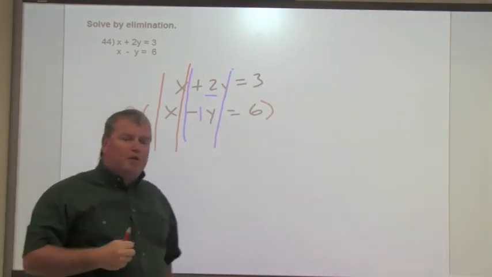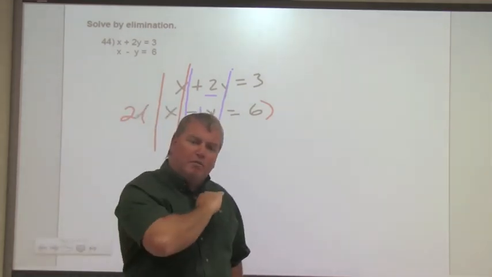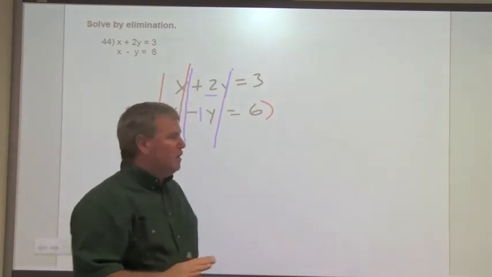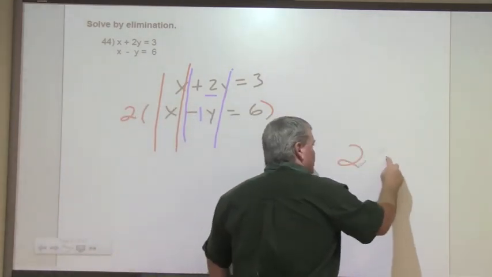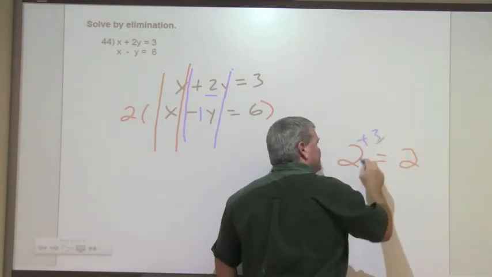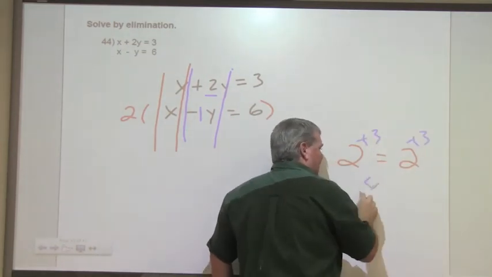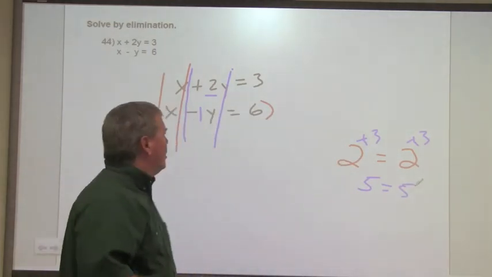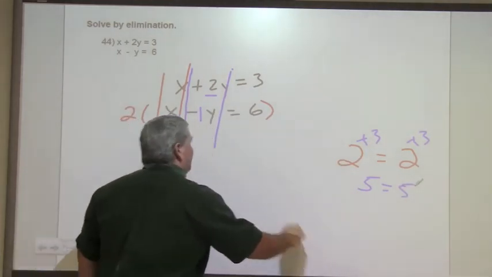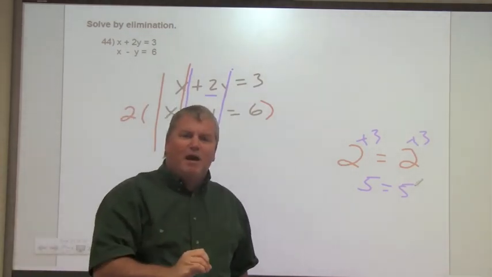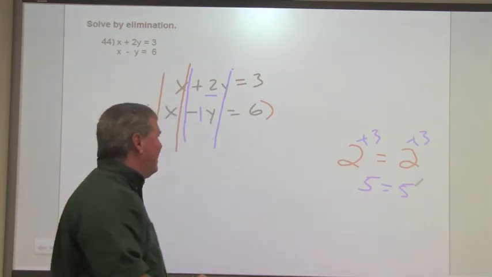But I can't just multiply the y by 2. I have to multiply the whole equation or it changes the equation. Alright? For example, if I have 2 equals 2 over here, if I add 3 to this side and I add 3 to this side, I still got 5 equals 5. So it's still equal. So if I'm going to change one thing in an equation, I got to change everything by that same amount so it doesn't change the value.